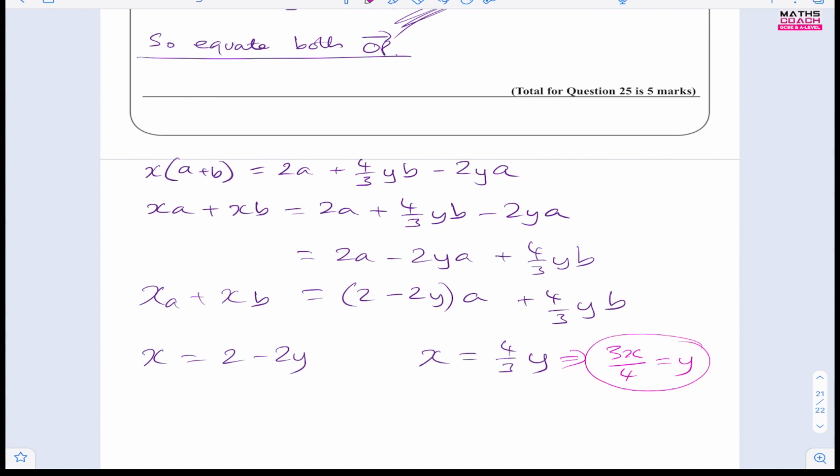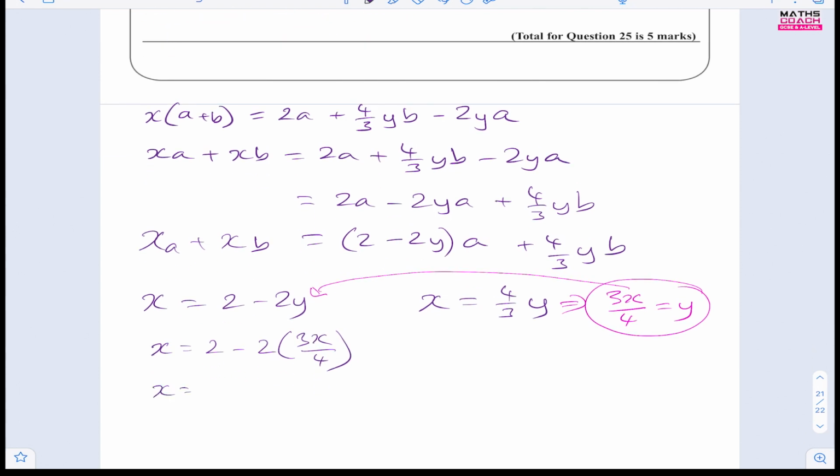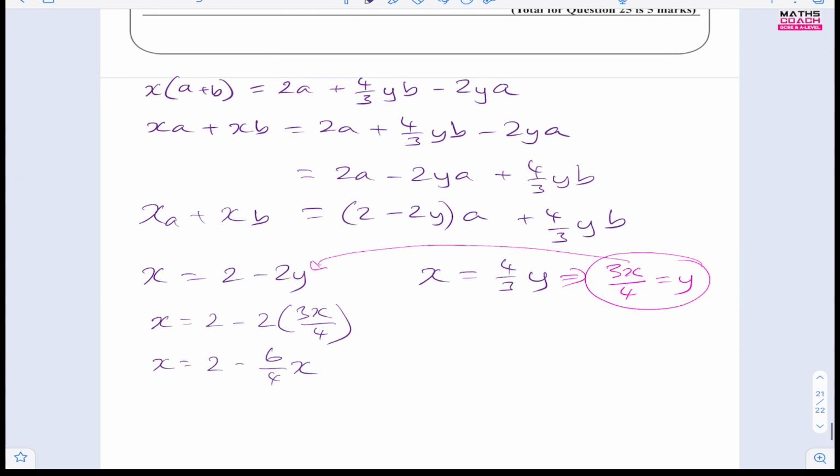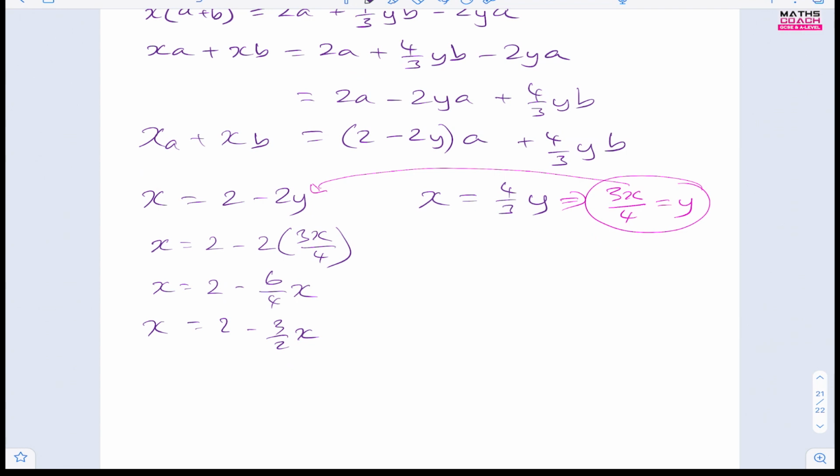And we are going to substitute that y right there. So on this side, what do we have? We have x is equal to 2 minus 2 times 3x over 4. And then we're going to expand this out. So we get 2 minus 6 over 4x, and 6 over 4 is 3 over 2, so 2 minus 3 over 2x, and that's equal to x. Let's collect all the x's on one side.